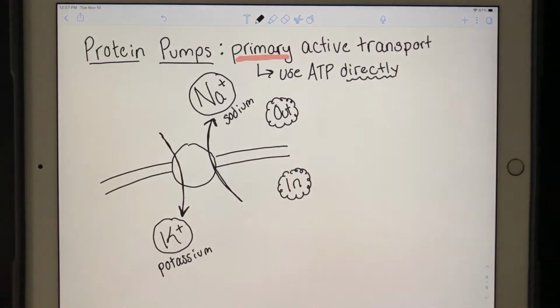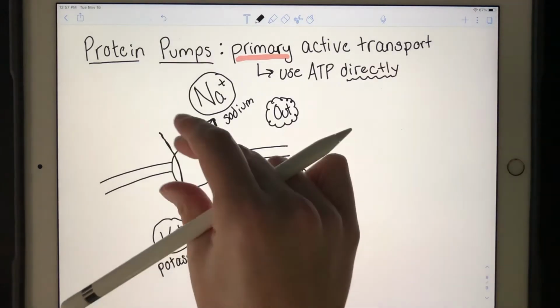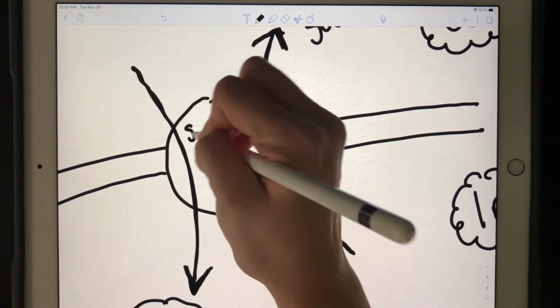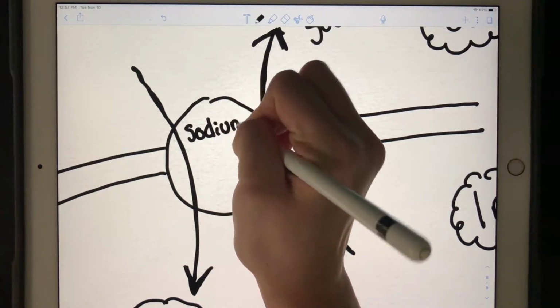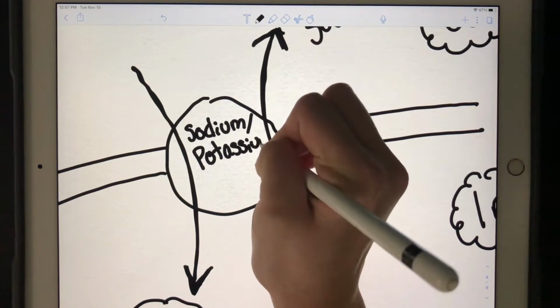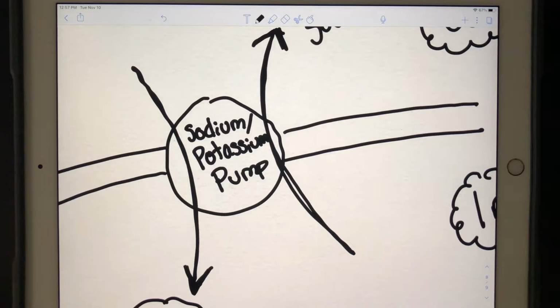Not only in this class, but in SL and HL biology, this protein is going to be one of the most important that you study. And it is called, get this, the sodium-potassium pump. So if you could include that label somewhere there, that would be awesome.